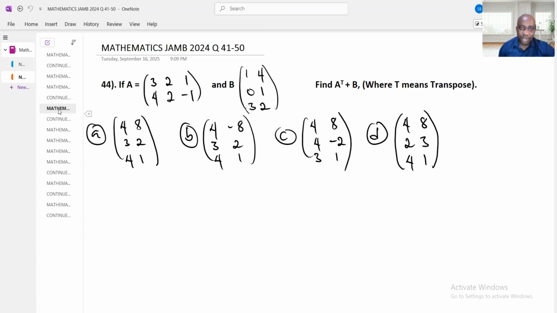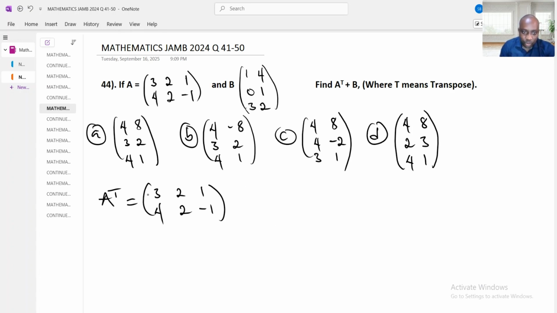If A is this matrix and B is this, find A raised power T plus B, where T means transpose. The T means transpose, which means that we need to turn the row to the column or the column to the row. Now we have something like this before, for A: 3, 4, 2, 2, 1, minus 1. If you want to transpose this one, it means that this row we will turn it to a column, and this one we turn it to a column.